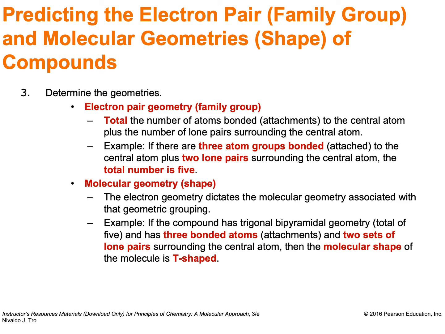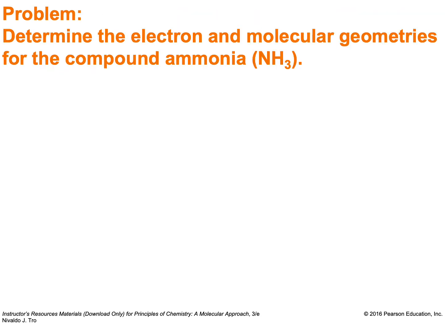So, let's determine the geometry. First, the electron pair geometry, the family group, is determined by the total number of areas of bonds to the central atom. That means those with bonds and those with lone pairs. The molecular geometry dictates the shape associated with a certain geometric grouping. It's all based on whether you have different types of electron areas of density, be it single bonds, double bonds, triple bonds, or lone pairs. So let's do a couple examples. You might want to try it yourself on paper, stop the video, refer to the charts in the previous slides that depict all the different geometries, be it molecular geometry or electron pair geometry.